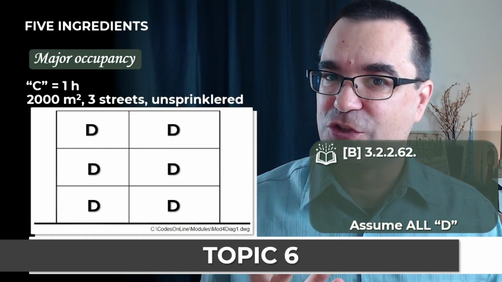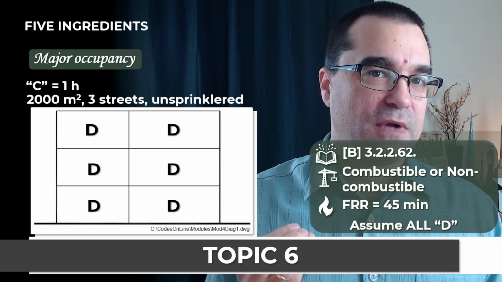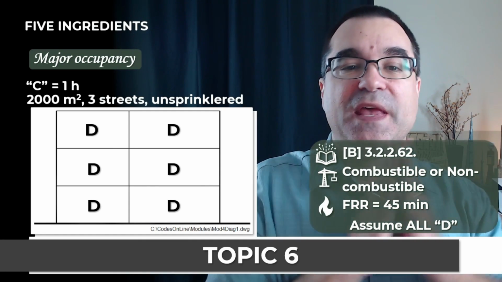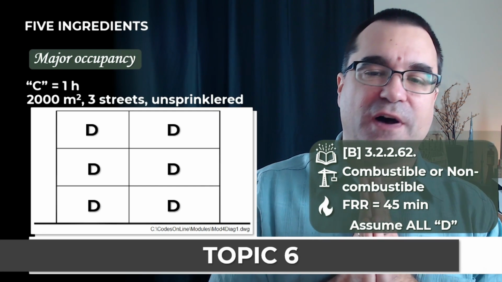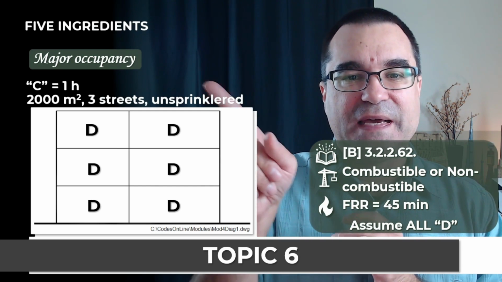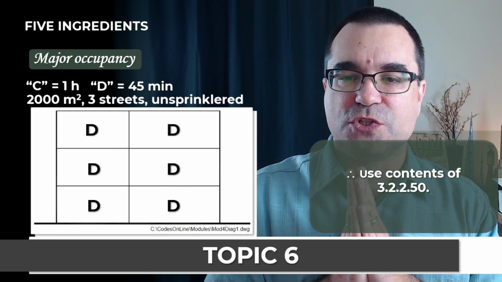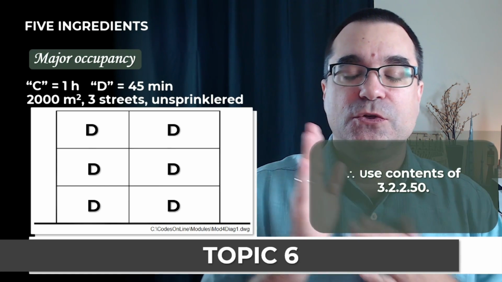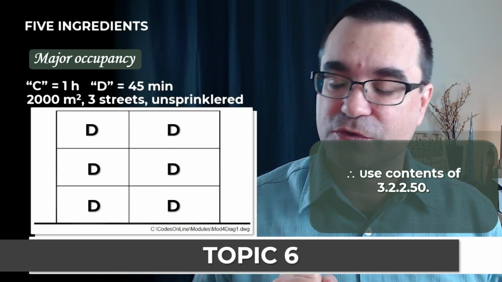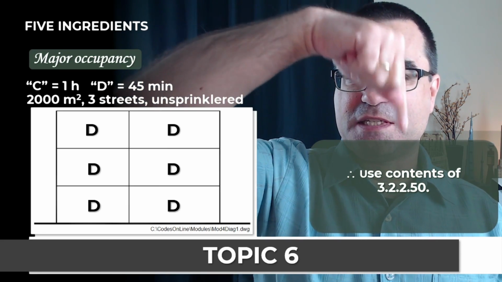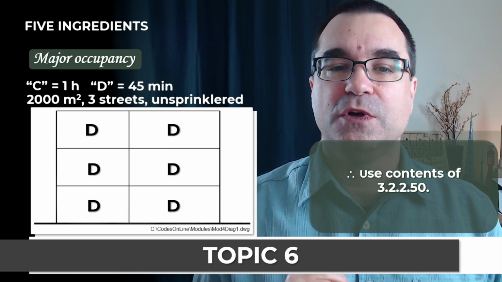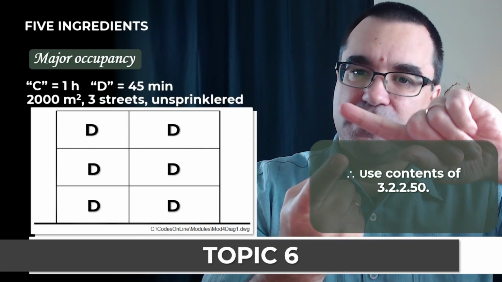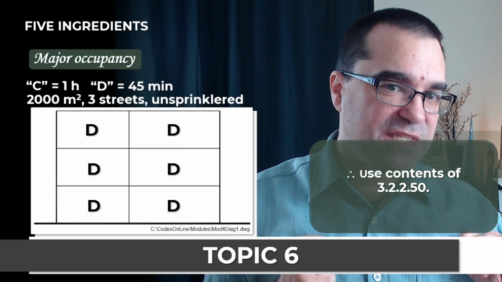And what does that give us in terms of a result? It says that the construction of the material used here can be combustible or non-combustible, and that the fire resistance rating must be 45 minutes. Okay, I'm going to add that up here so we can compare those two results and see which one is higher. So that means we have to use the requirements where we got the higher result from, which is the contents of Article 3.2.2.50. So we use the most conservative of those results when it comes to the combustibility of material and the fire resistance rating.